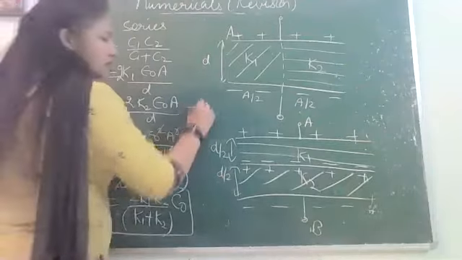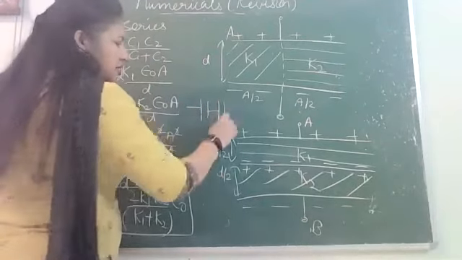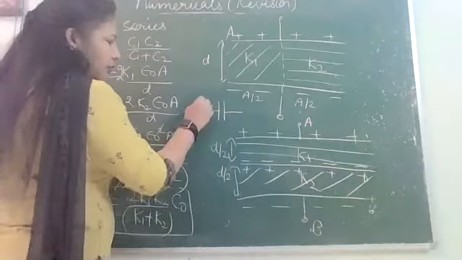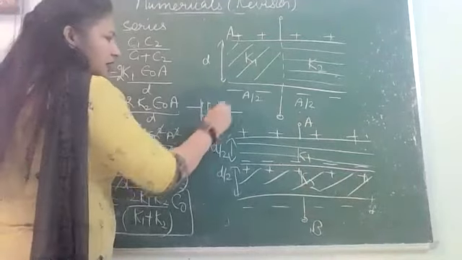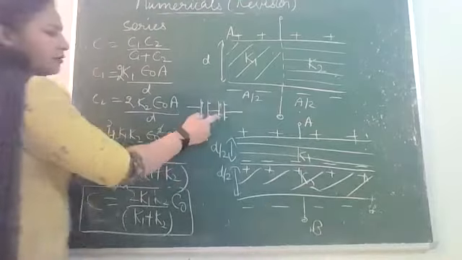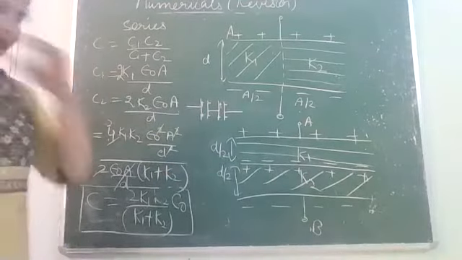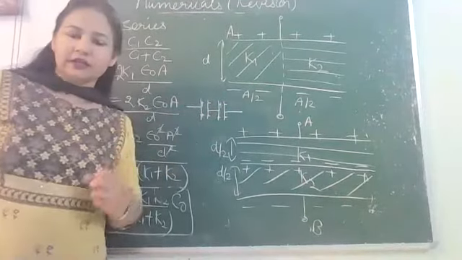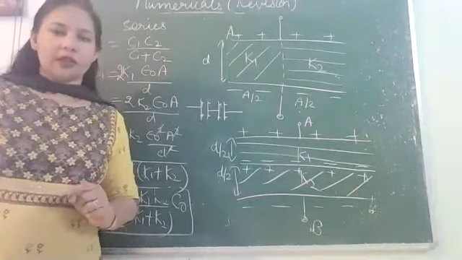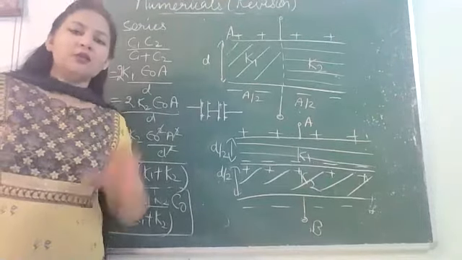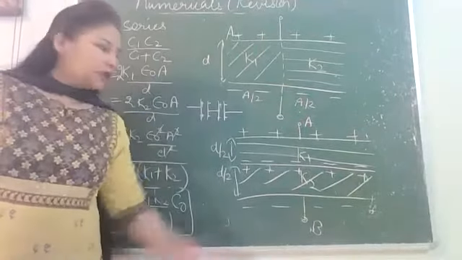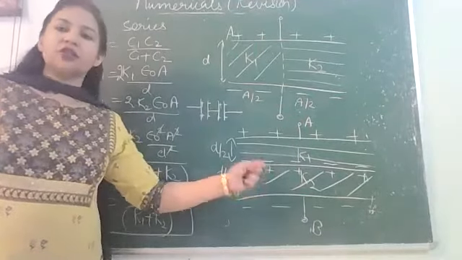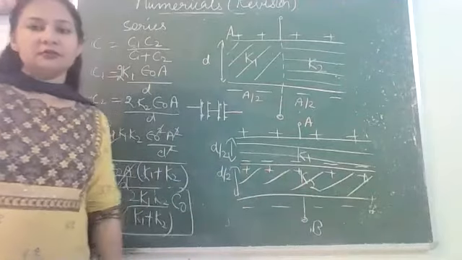So when we have series combination, what happens? Series में positive होता है यहाँ पे, यहाँ negative होता है, यहाँ positive होता है, यहाँ negative होता है. So negative and positive of two capacitors, these plates are connected together. So that means this is series combination. Parallel में positive एक place पे होती है, negative एक place पे. So that means this can't be parallel combination. This is series combination. ठीक है?